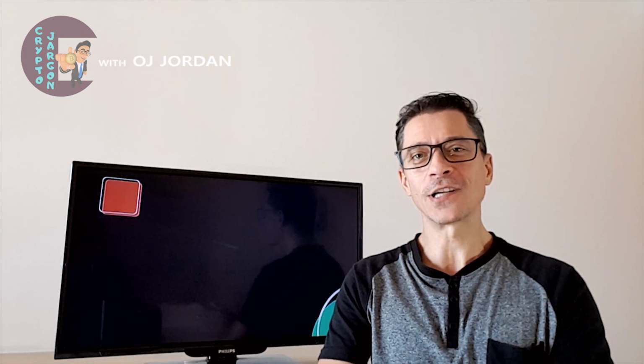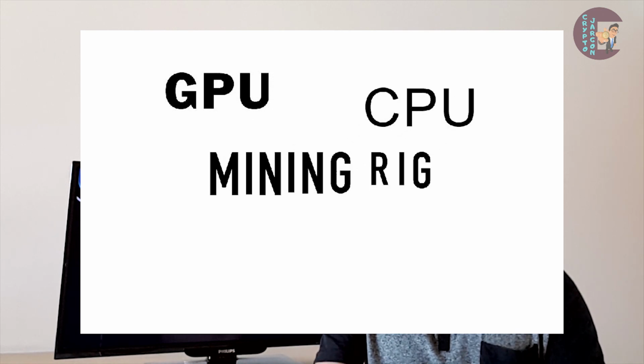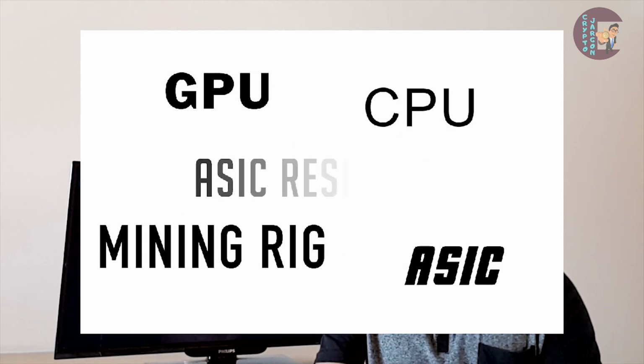Welcome to Crypto Jargon, the series where I break down the complex terms that we use in reference to cryptocurrencies and blockchain tech. In this episode, I will explain the following terms related to crypto mining: GPU and CPU, mining rig, ASIC and ASIC Resistant.